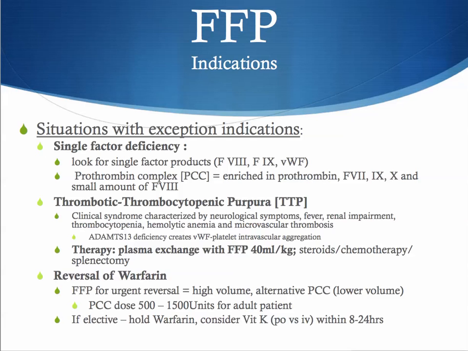For TTP, the pathophysiology is the deficiency of a cleaving enzyme, therefore the inability to cleave von Willebrand factor platelet interaction. It leads to an intravascular aggregation of that complex. Giving FFPs will address this cleavage enzyme deficiency. So the treatment for TTP would be a plasma exchange with FFP, 40 cc's per kilo, in addition to steroids, chemotherapy, and splenectomy.